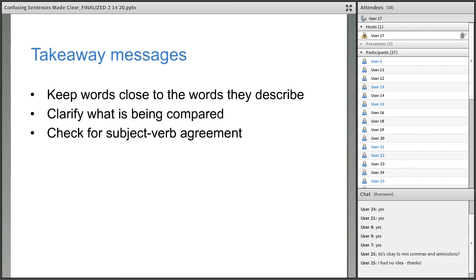Check for subject-verb agreement to make sure that if your subject is singular, the verb is singular, and if your subject is plural, the verb is plural. In sentences with long, complex lists, use semicolons or parentheses to clarify what items belong together. And as I mentioned, you can mix commas and semicolons in the same sentence.